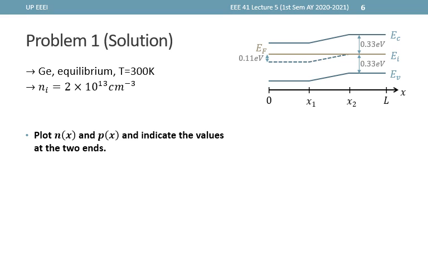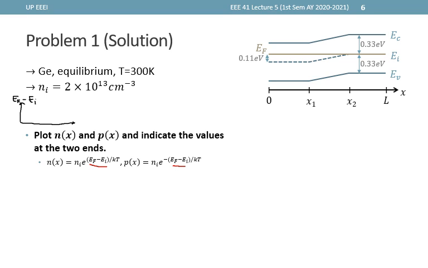So next, we are asked to plot n of x and p of x and indicate the values at the two ends. Now we'll have to use these formulas to plot n of x and p of x. So n of x is equal to ni e raised to (ef minus ei) over kt, and p of x is equal to ni e raised to negative (ef minus ei) over kt.